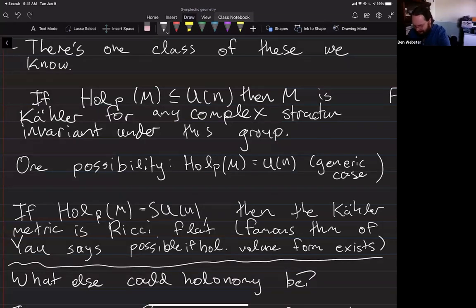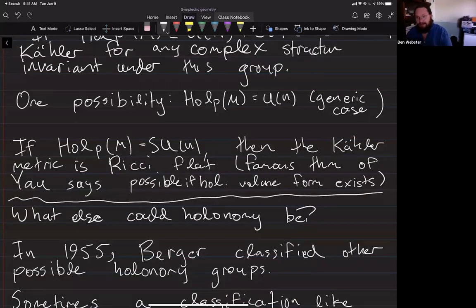And as I say, somehow in, say, the 60s or the early 70s, people had no interesting examples of other possibilities. But on the other hand, in 1955, Berger had done some very interesting work, going in the other direction, saying, well, which possibilities can we rule out? What can't the holonomy group be?